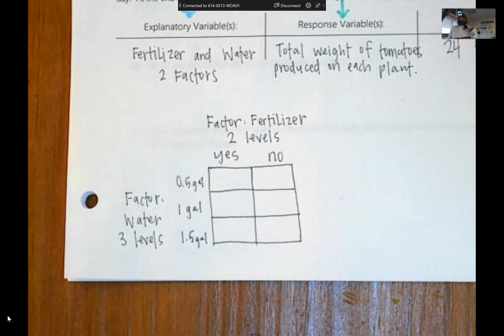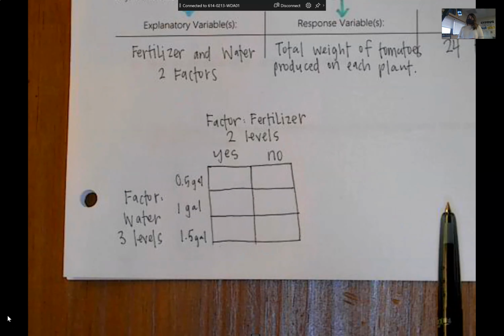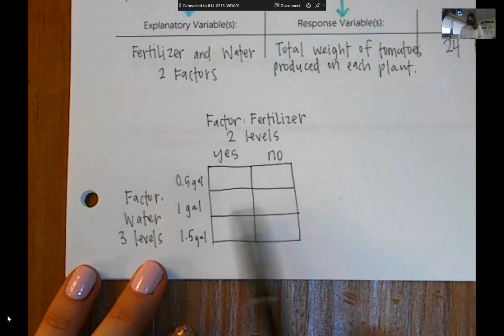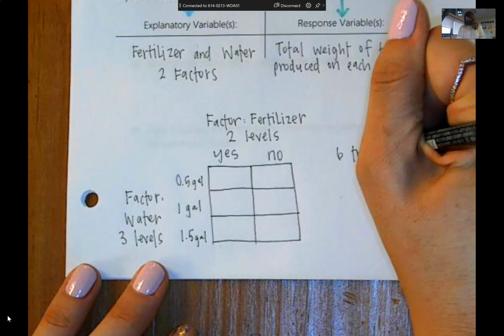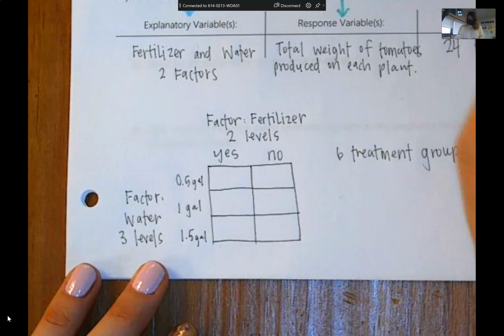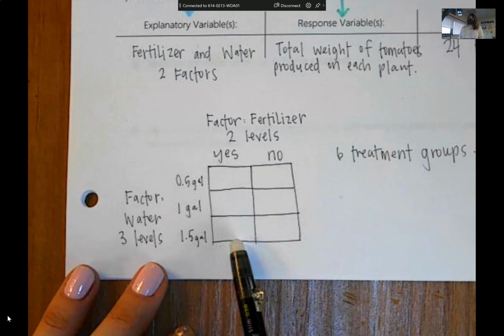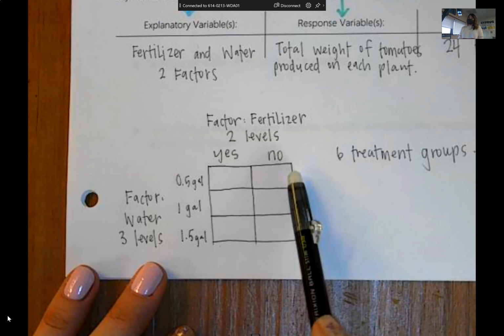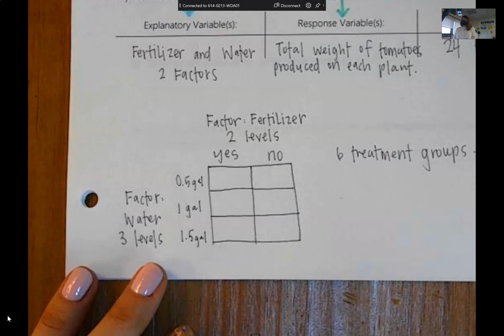And now I can clearly see how many treatment groups I have. So the boxes represent your treatment groups. So 1, 2, 3, 4, 5, 6 treatment groups. So one of those groups is fertilizer with half a gallon, fertilizer with 1 gallon, fertilizer with 1.5 gallons. No fertilizer half a gallon, no fertilizer a gallon, no fertilizer 1.5 gallons.